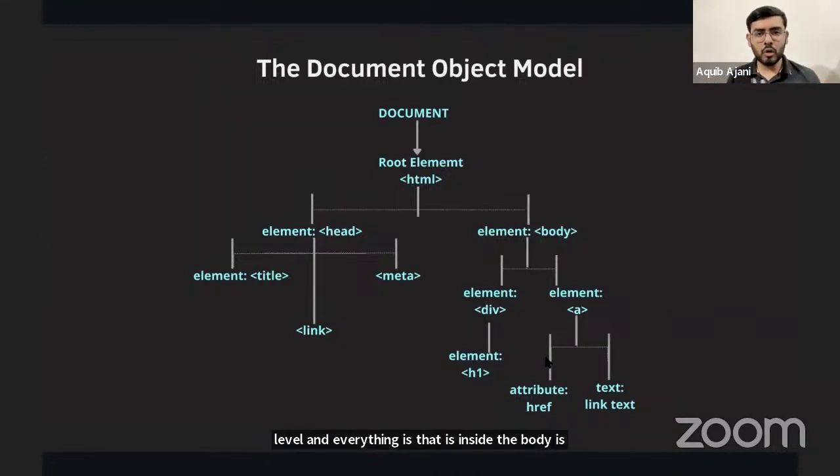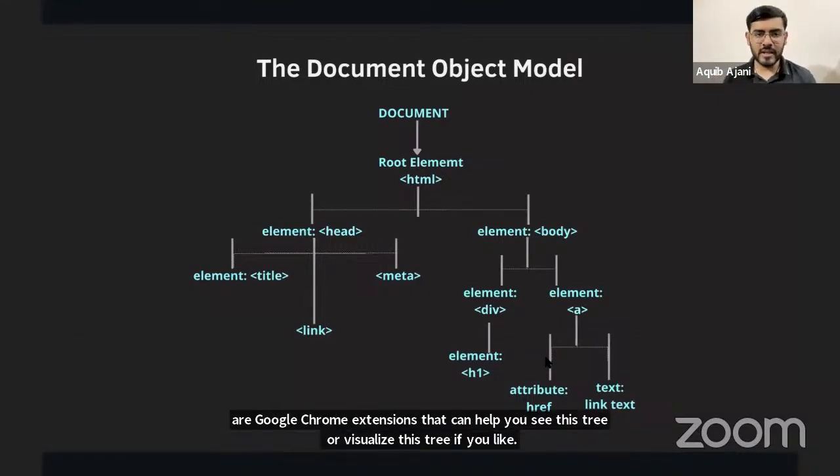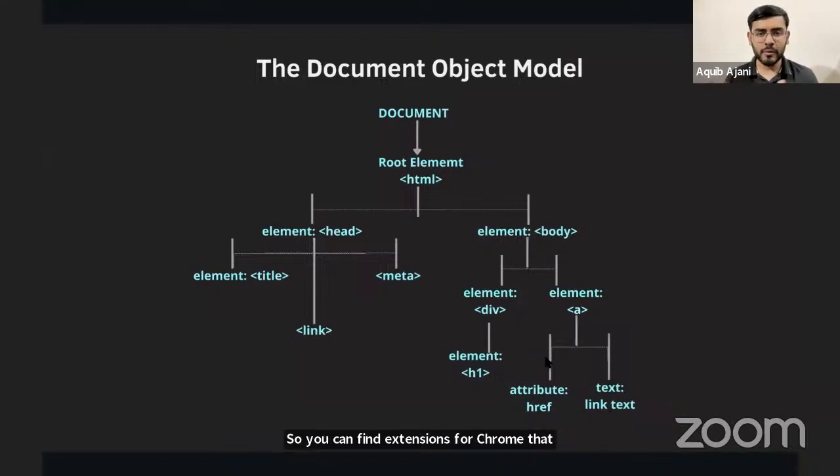There are Google Chrome extensions that can help you see or visualize this tree if you like. You can find extensions for Chrome that will help you do this. But we'll not focus on them. We don't really need to know about this tree. I'm just telling this to you so that we understand how it actually works. So whenever we give an HTML file, the browser is going to create a tree from this HTML file, and that tree can be controlled or manipulated using JavaScript. So that is the setup.